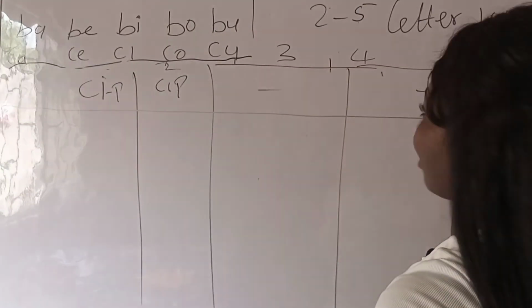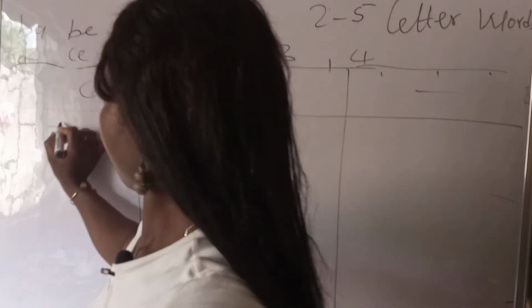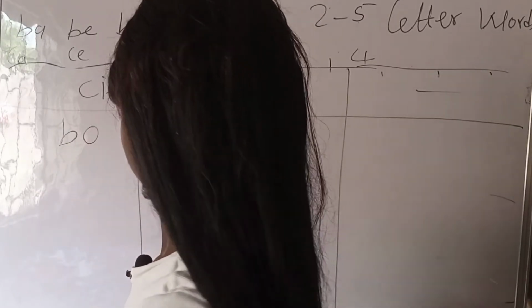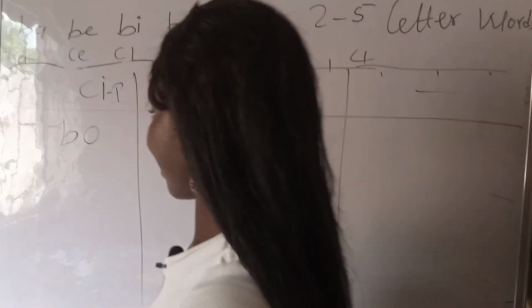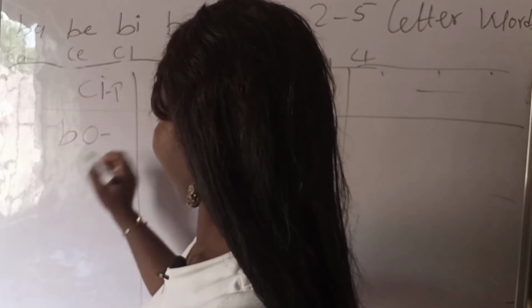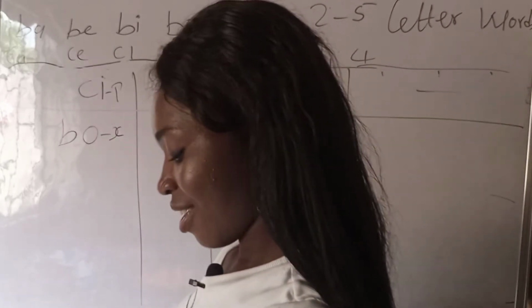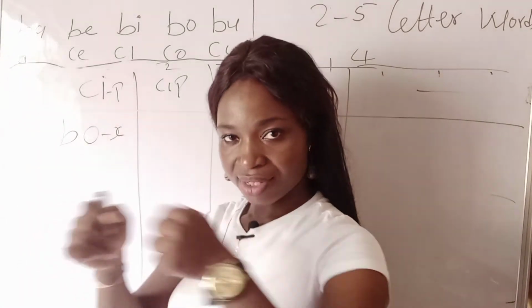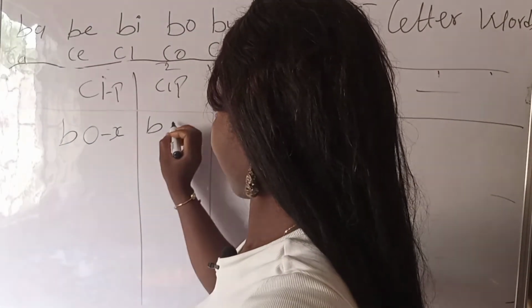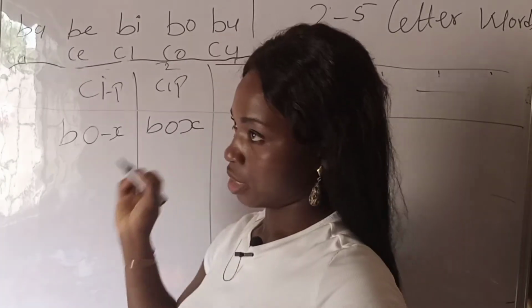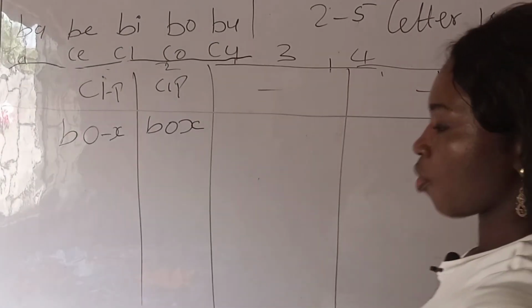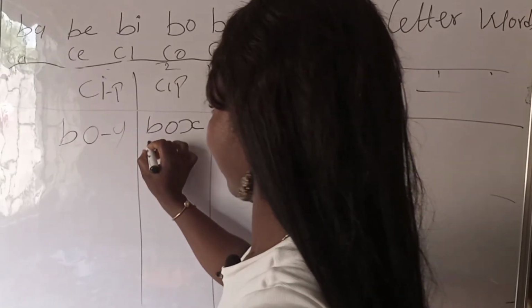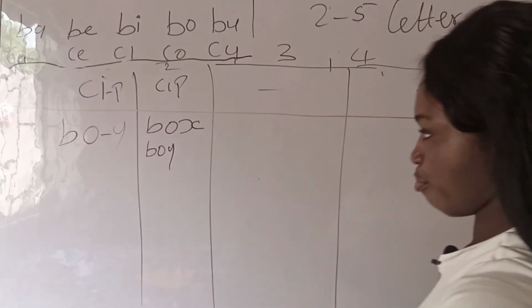That's how we learn. So the next phrase is the B-O phrase. We can actually add what. Let's start adding right away. We can add X to give us box, like boxing. Yes, so we have box here, not the other boss. This is box, not boss. We can actually add Y to this and get boy, like your baby boy.